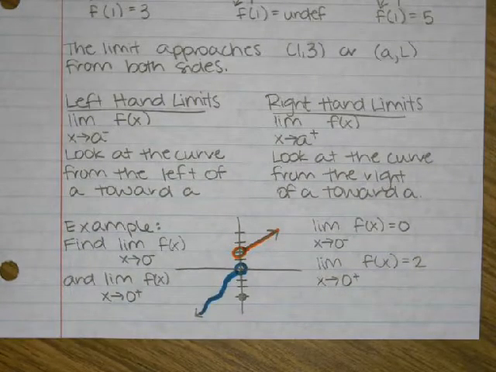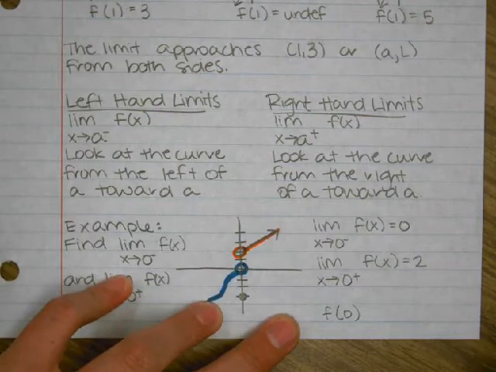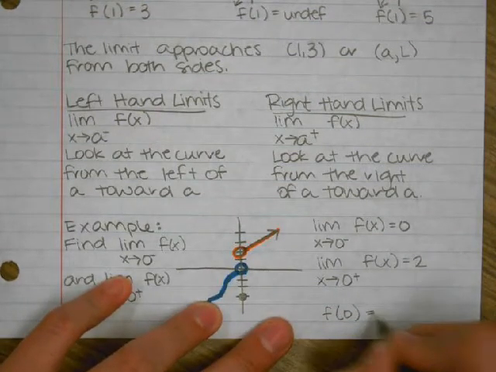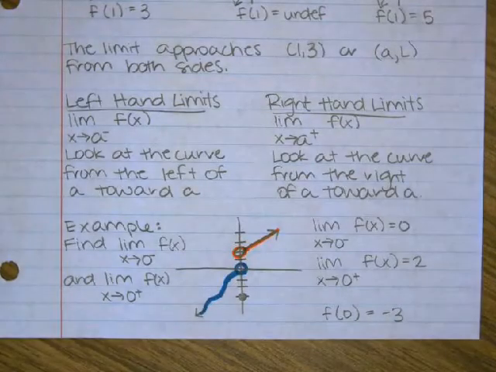And finding the limits is different than evaluating, because if I wanted to plug 0 into the function, I would get this point right down here. If I evaluate this function, I find that f of 0 is actually equal to -3. So finding the limit is not necessarily going to give you the same answer as evaluating.